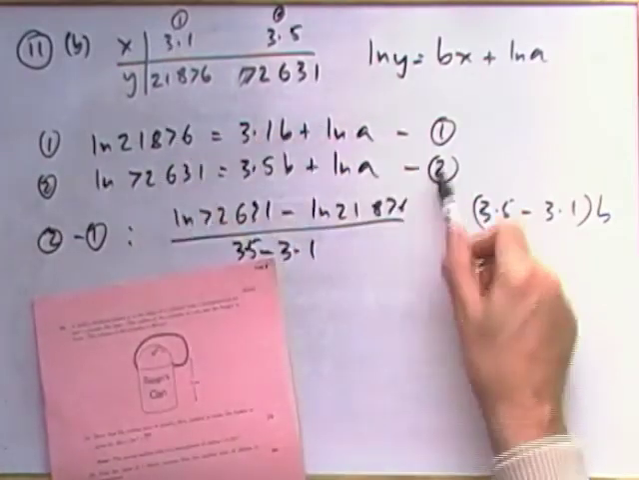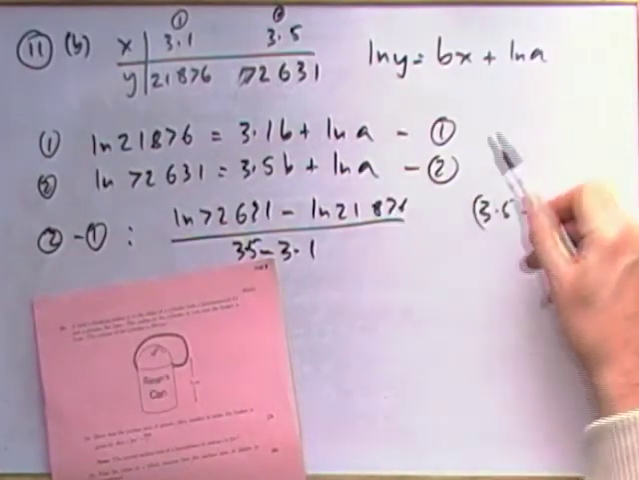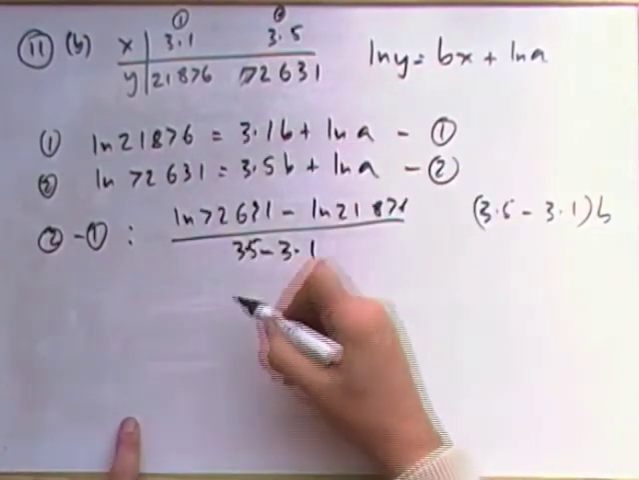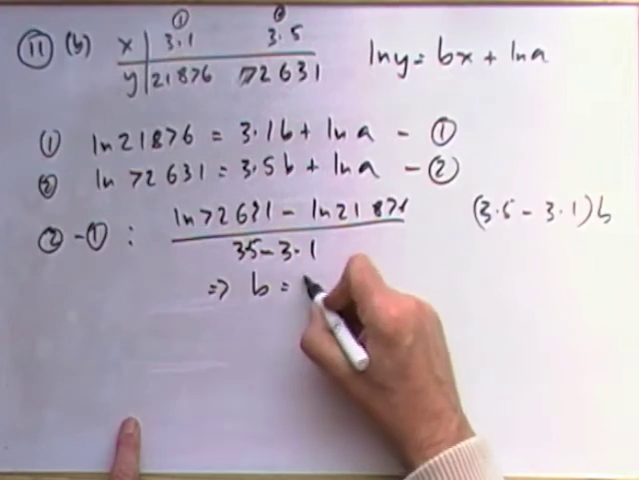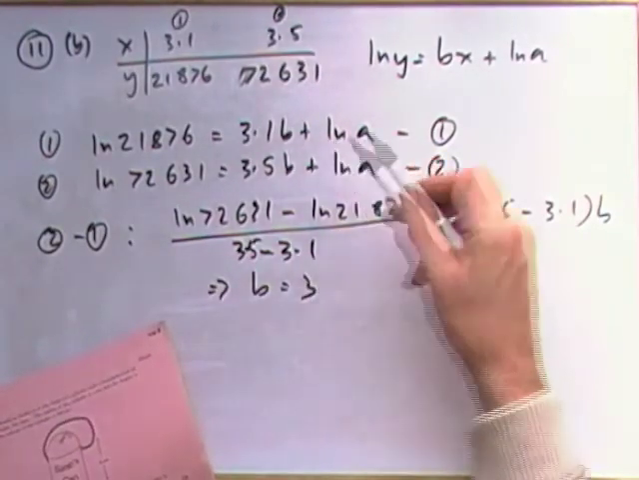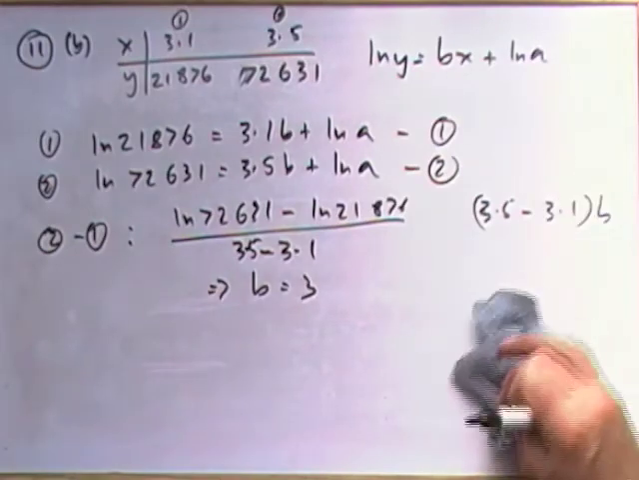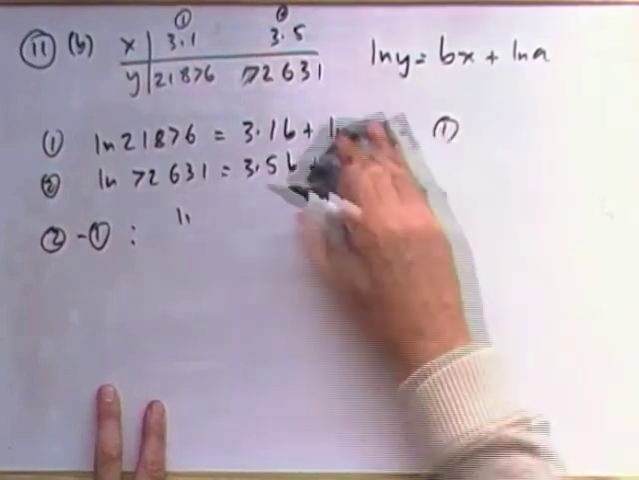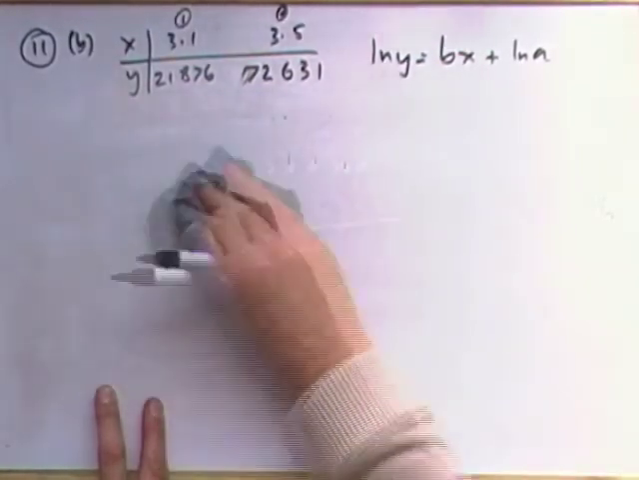So doing it as simultaneous equations was exactly the same calculation as working out the gradient. You could subtract those, and then again you would get b equal to 3. Once you had b equals 3, you would substitute it in, and that would be identical to what you had before. So that would be the second way: simultaneous equations.